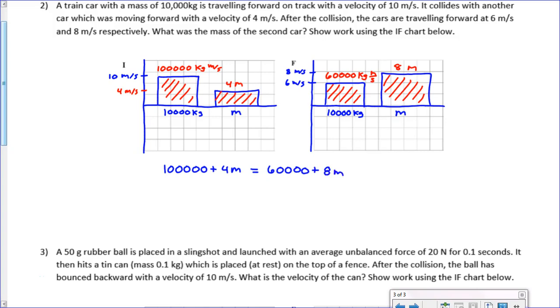All right, and then if we just do a little bit of algebraic simplification here, we subtract 4m from both sides, subtract 60,000 from both sides, and what we end up with is 40,000 equals 4m. And then if you solve that, you should get that m equals 10,000 kilograms. So as a coincidence, this second car ended up having a mass of 10,000 kilograms as well.